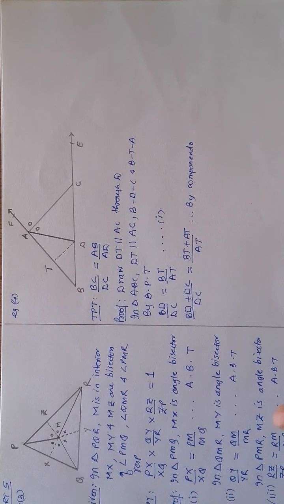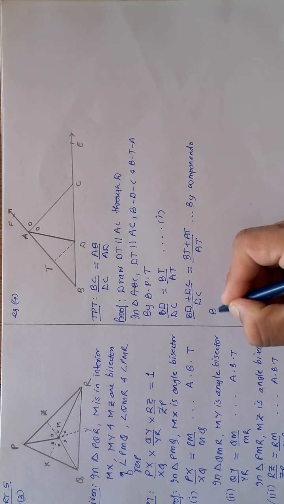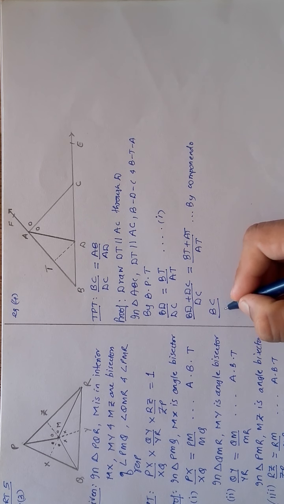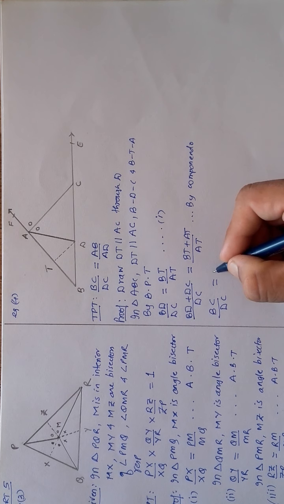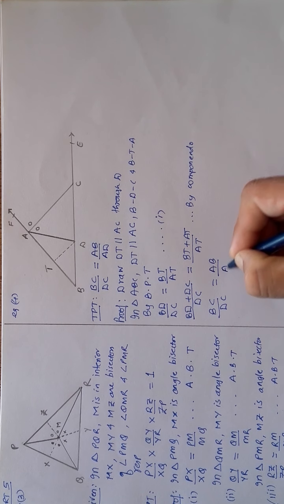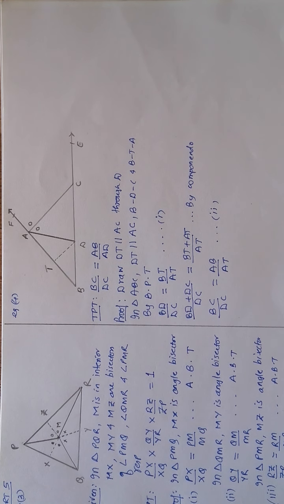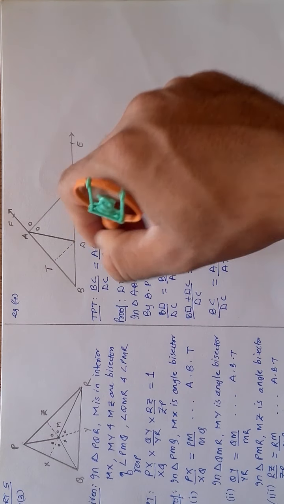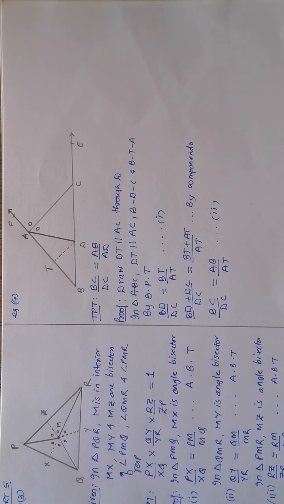Now once I get this, BD plus DC will be your BC is to DC, and BT plus AT will become AB is to AT. Let this be my second one. Now let me compare to what I want. Here I want BC, which I got, DC, which I got, AB, which I got, and AD must be replaced as AT. So does this remind you of something?